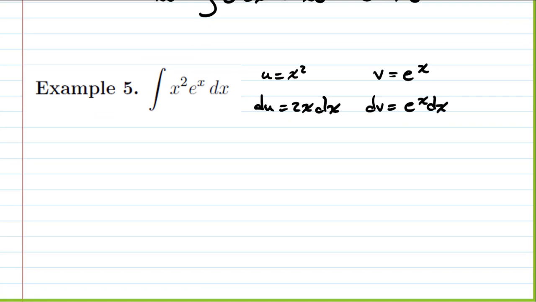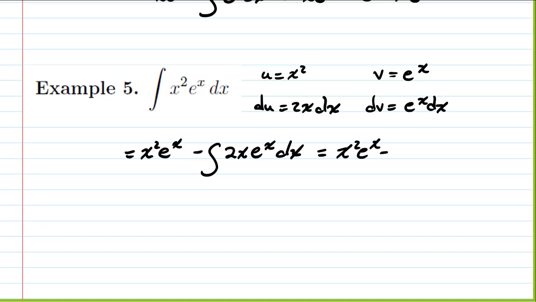So we do our integration by parts. So we have u times v is x squared e to the x minus the integral of v du, which is going to be 2x e to the x dx. And we pull out our constant 2, and we have x squared e to the x minus 2 times the integral of x e to the x dx. And we're like, wait a minute.